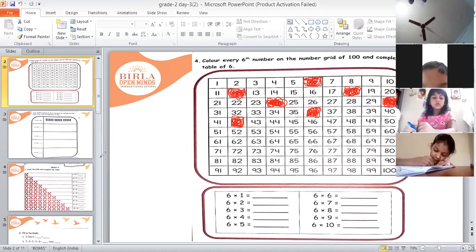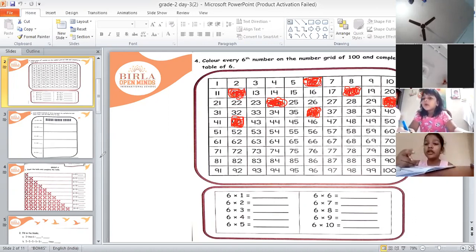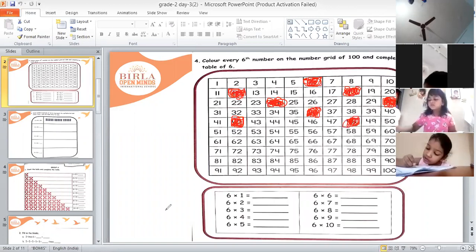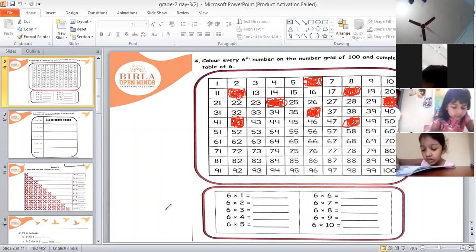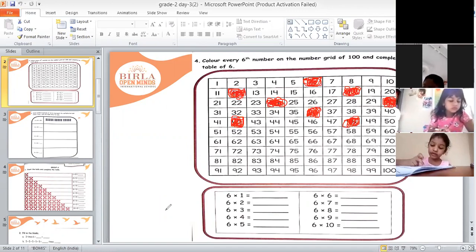After 42: 1, 2, 3, 4, 5, 6. 48. Very good. The next number will be 48. So we will color number 48. Dhriti Rathi, next number after 48. Ma'am, 54. Very good. So the next number will be 54.